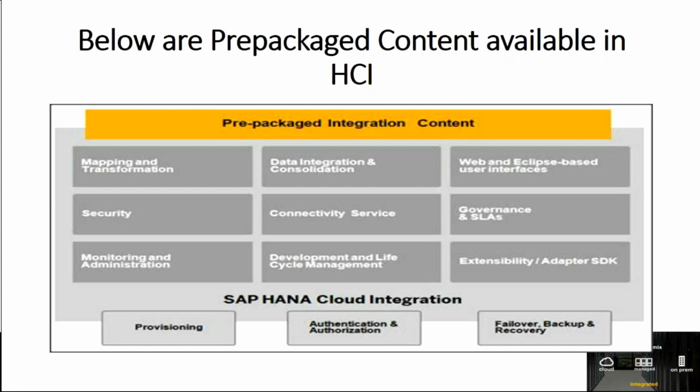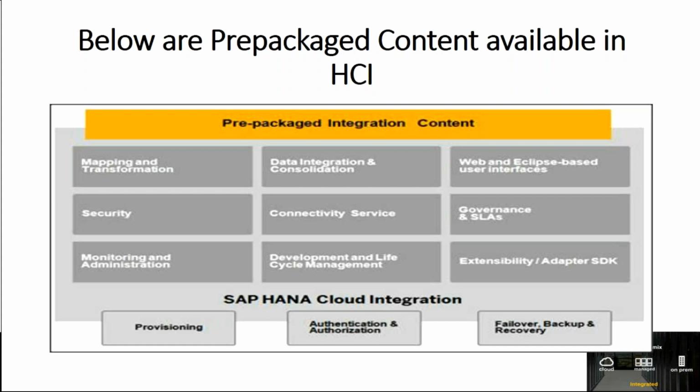Pre-packaged content means these are the things which come out of the box with HCI. You have mapping and transformation logic, which is already provided. You have the data integration consolidation feature also. You have the web and Eclipse-based user interface available with HCI. You have the highest level of security with HCI, even if you are sending data outside your network, the data will be highly secured.